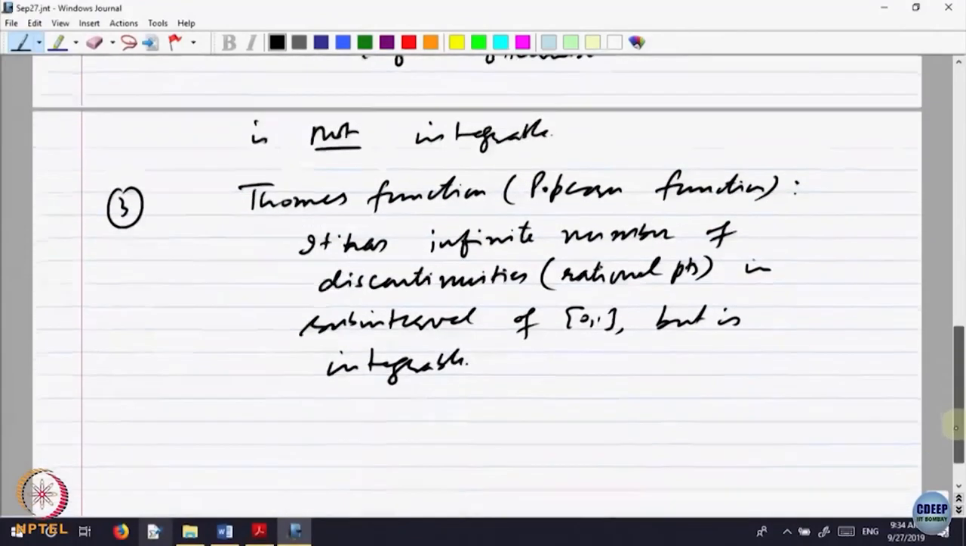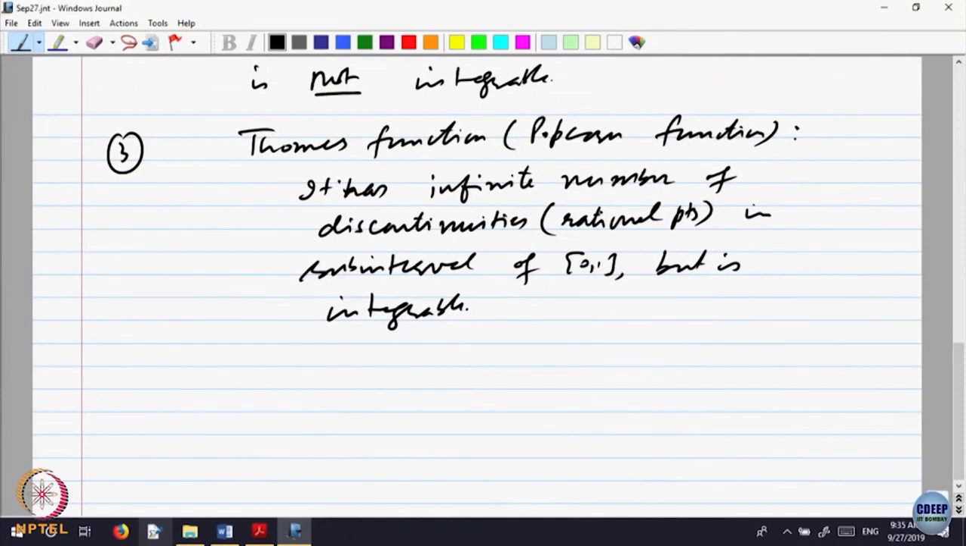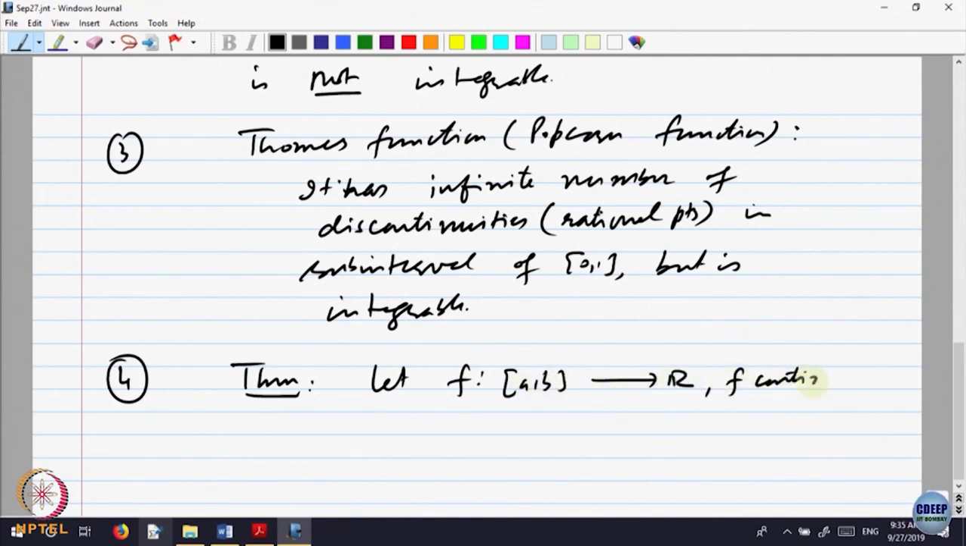So, as we were pointing out, this function is discontinuous everywhere, a monotone function is discontinuous at at most countably many points, and Thomae's function has an infinite number of discontinuities in every subinterval and is integrable. So let us prove an important class of functions which is integrable. Theorem: let f from [a, b] to R be continuous, a continuous function on a closed bounded interval [a, b]. Then f is integrable. So let us prove that.